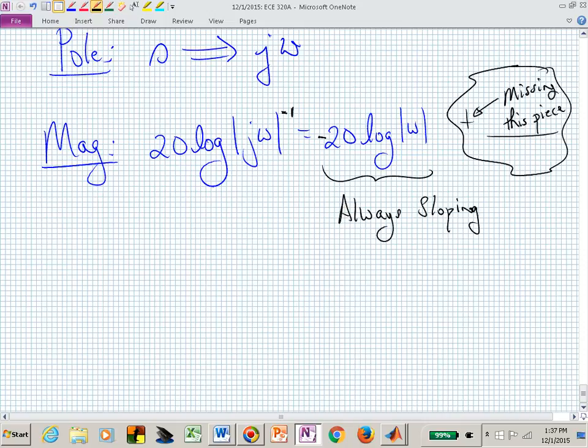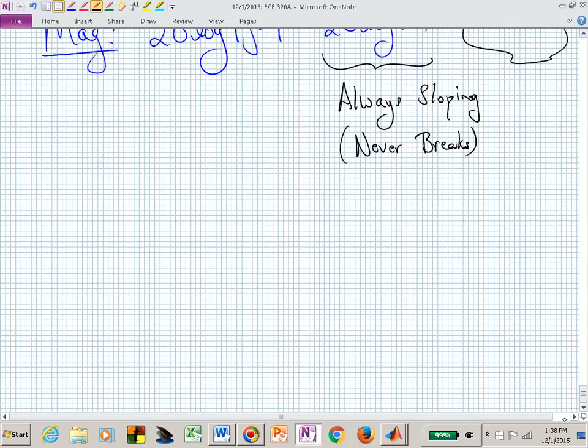But this is always sloping. It's not flat. It's always sloping. So this one never breaks. We have a pole at the origin. It's always sloping at minus 20 dB per decade. It never breaks. It's never starting at 0 dB. It's always sloping. So at low frequencies, it has a really big magnitude. At high frequencies, it's very small.